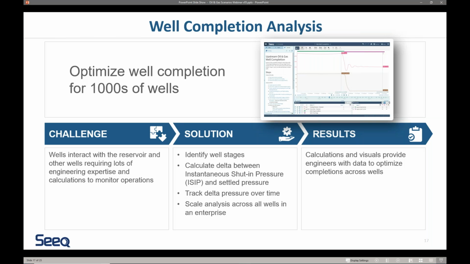In particular, in our solution, you'll see how we're going to identify well stages. We're then going to look at some specific parameters. In this case, we're going to calculate a delta between the instantaneous shut-in pressure and then also a settled pressure following that completion. We'll then be able to track the delta pressure over time, and then we can scale this analysis across all wells in our enterprise. As a result, our engineers are going to be able to use this information to optimize how they operate.